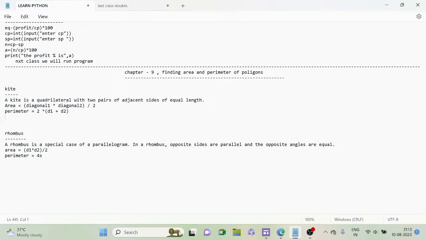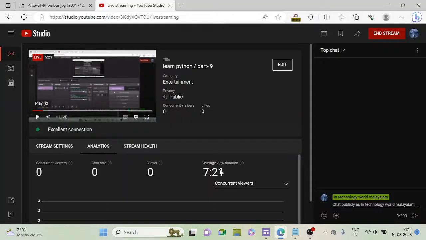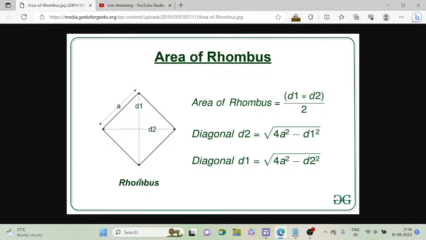First, we are going to find the area and perimeter of a kite. So let's see what a kite is. A kite is a quadrilateral with two pairs of adjacent sides of equal length. A kite is a type of quadrilateral which can split into two parts; the first is called diagonal one, and the second is called diagonal two. I am now showing you another figure. This is a rhombus, and when we split it, I will show the kite figure.